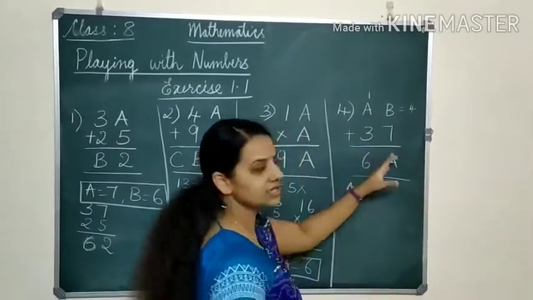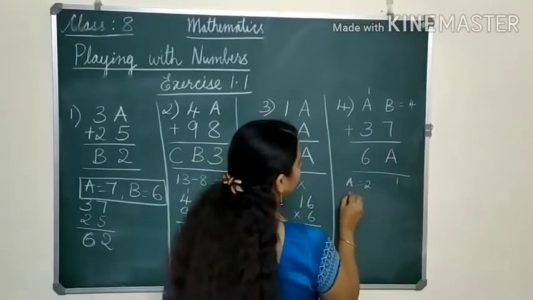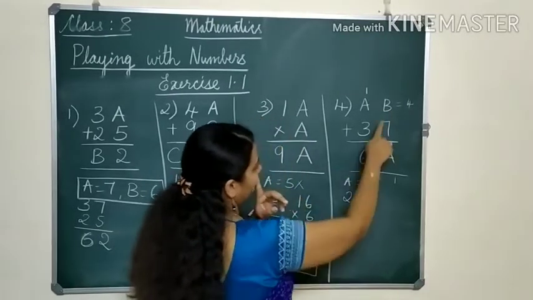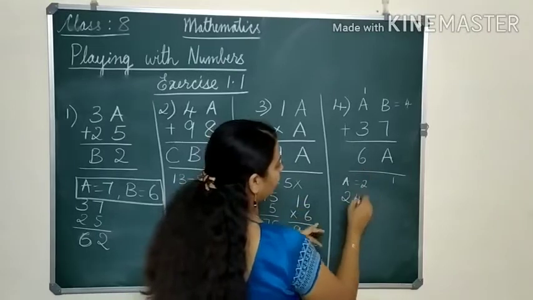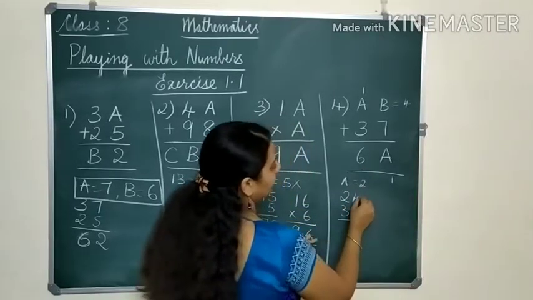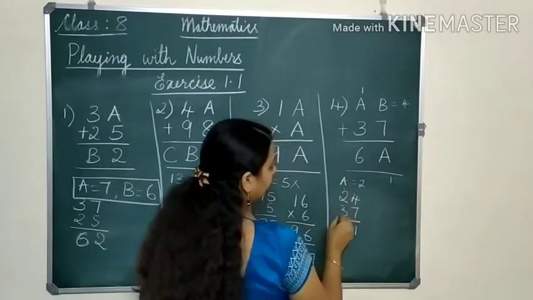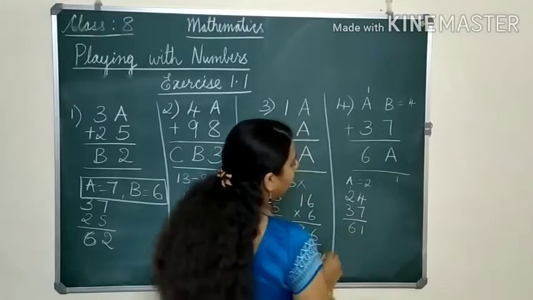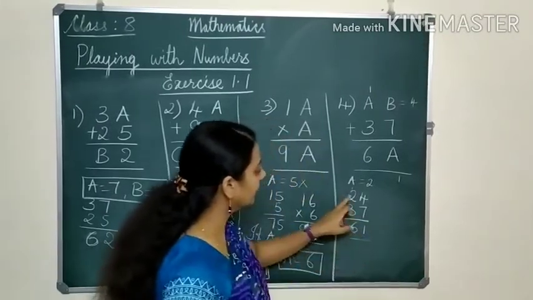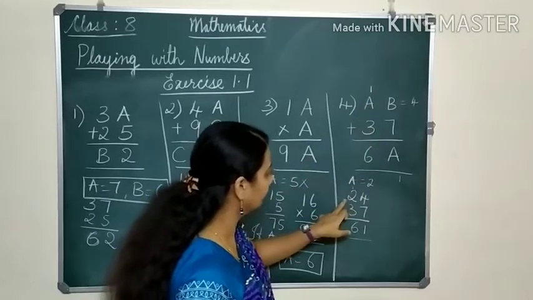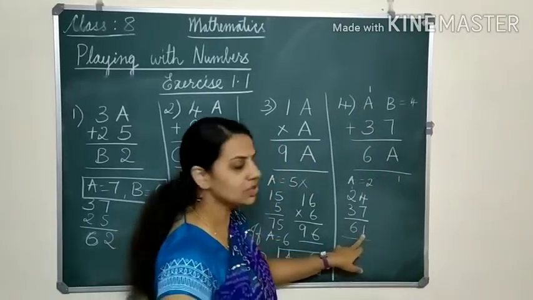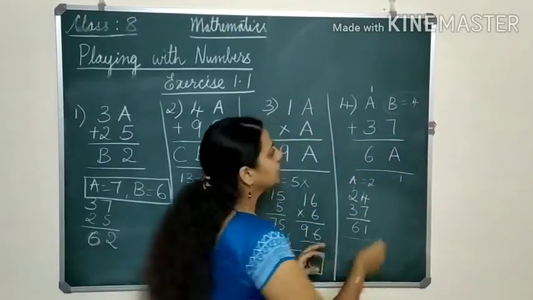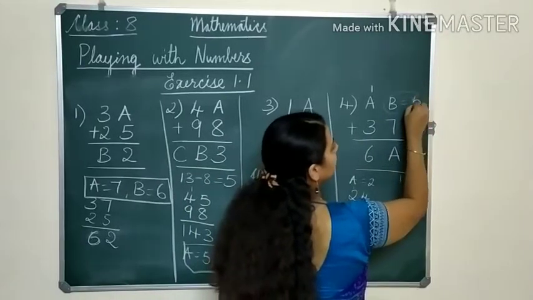Now let's see if this works or not. A has taken the value of 2 and B has taken the value of 4. 24 plus 37. 4 plus 7 is 11. 1 carry. 1 plus 2 is 3. 3 plus 3 is 6. But did you observe one thing, children? Here the value of A is 2, whereas here the value of A is 1. So we cannot consider the value of B as 4. Understood? So let's take the value of B as 5.